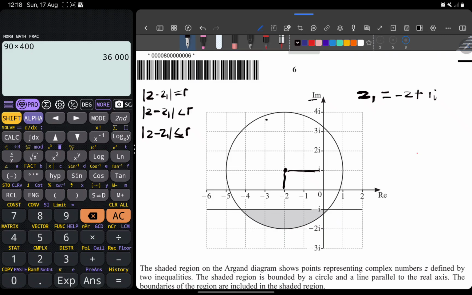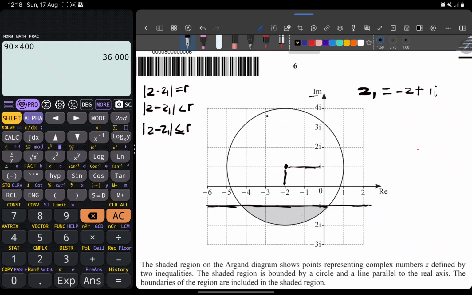We want points that are inside the circle, including this boundary here. But we want only points that are inside the circle and lower than this line. What is this line? We can see that this line is not changing its value on the real. But since it's horizontal, it is not changing on the imaginary, and that value is minus i. So the imaginary part is never going above minus i. So it should be less than or equal to negative i for the imaginary.